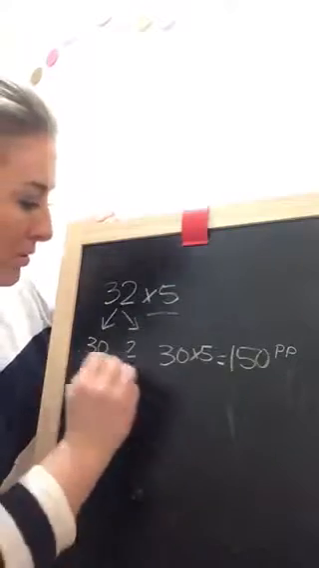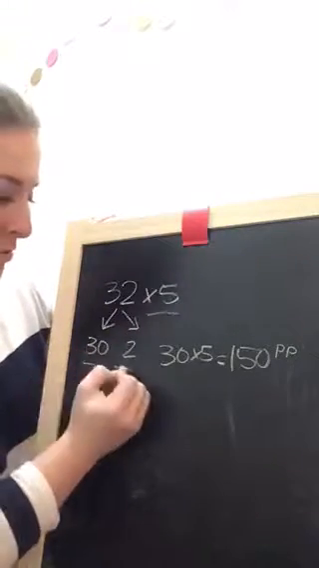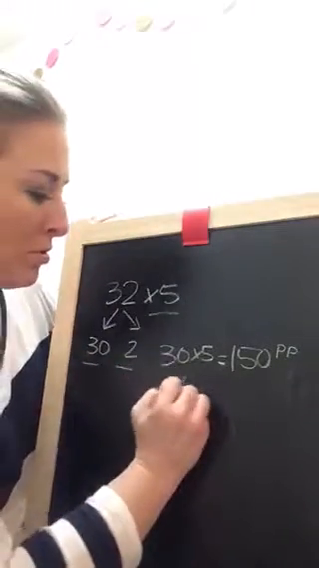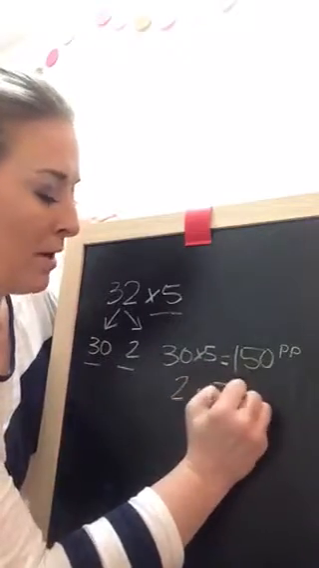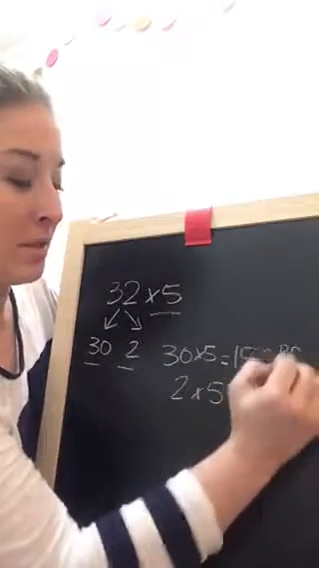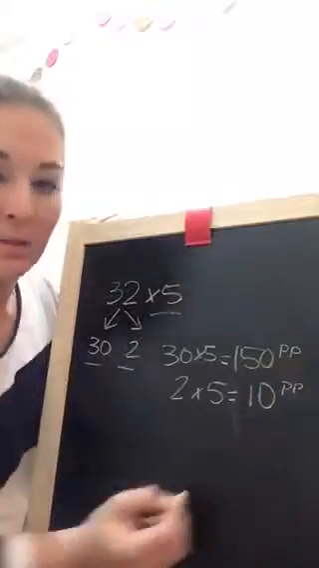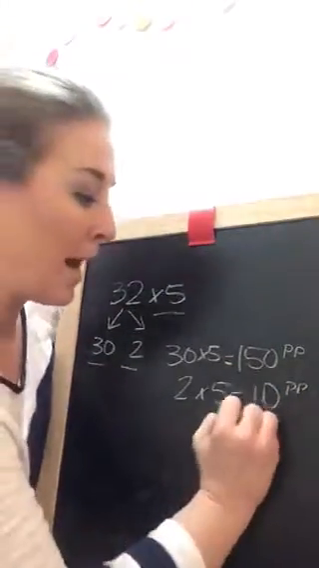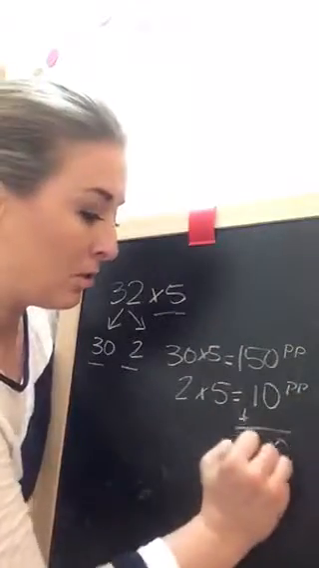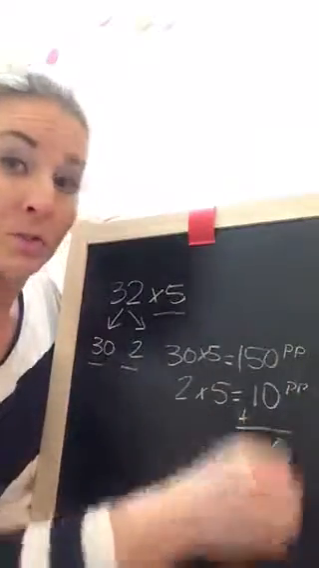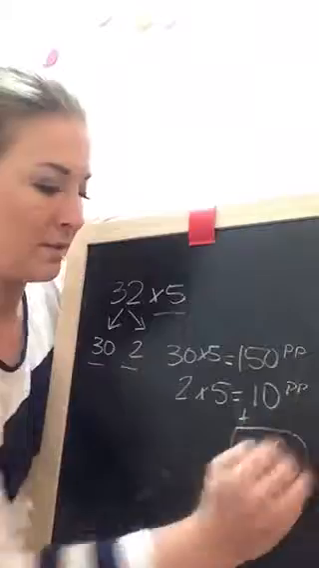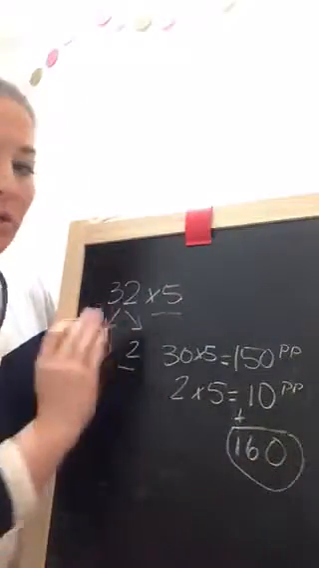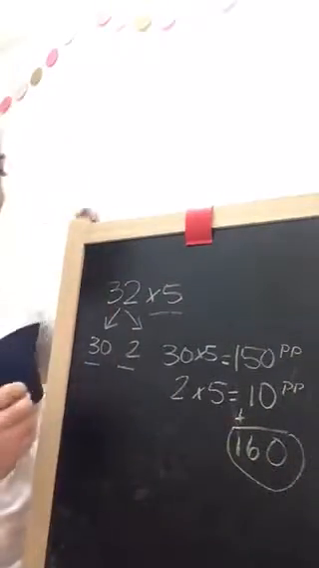Then you're done with the 30, so you'll just do the 2 now. So then you'll do 2 times 5, and you'll get 10. So this again is one of your partial products. And when you put your 2 partial products together, by adding, you'll get your grand total, which is your product of 160.